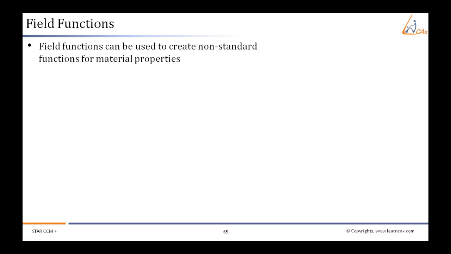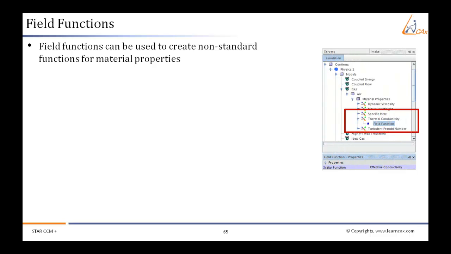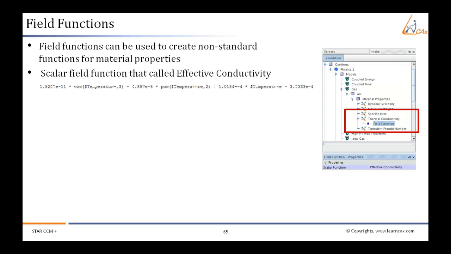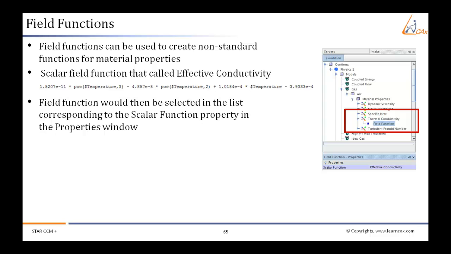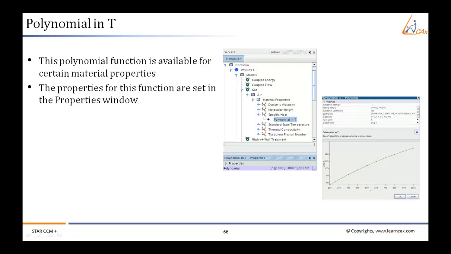Field functions can be used to create non-standard functions for material properties. Suppose that a scalar field function called conductivity air is defined as given by this equation. This field function would then be selected in the list corresponding to the scalar function property in the properties window. The polynomial function is available for certain material properties. The properties for this function are set in the properties window.